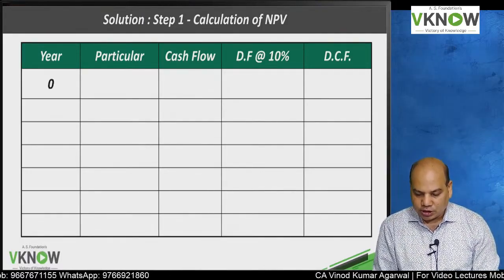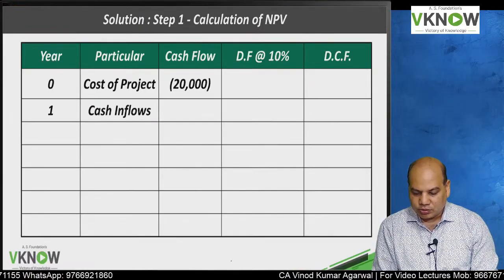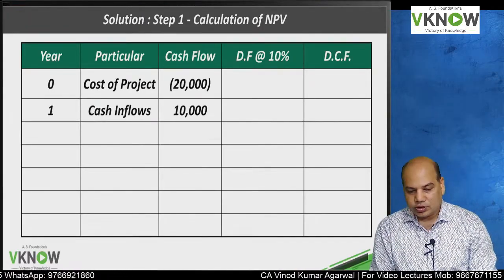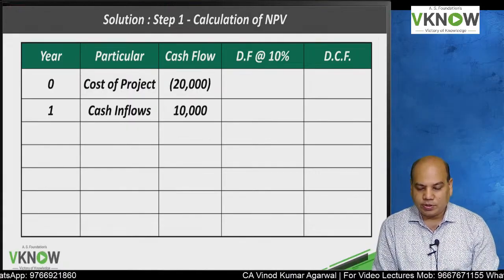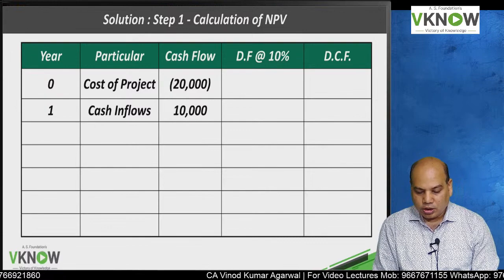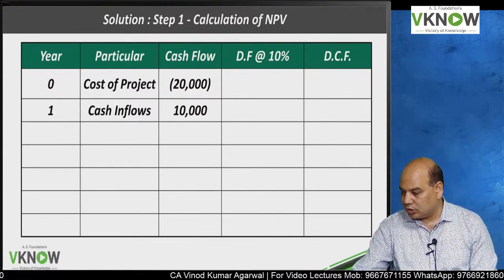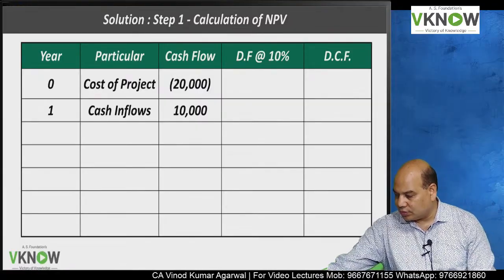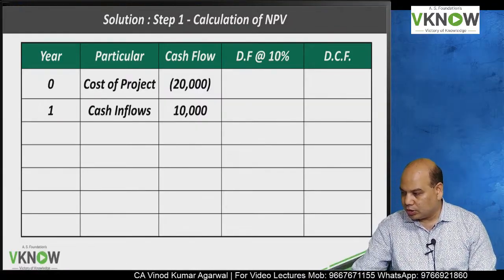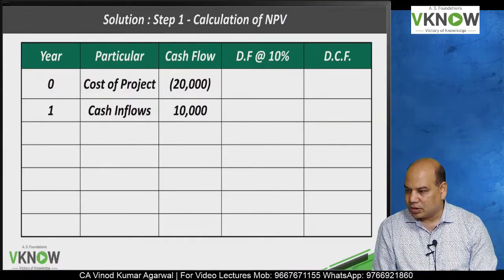Year, particular, cash flow, discounting factor at 10%, discounted cash flow. Discounted cash flow can be written as present value. Please write year 0 cost of the project: 20,000.